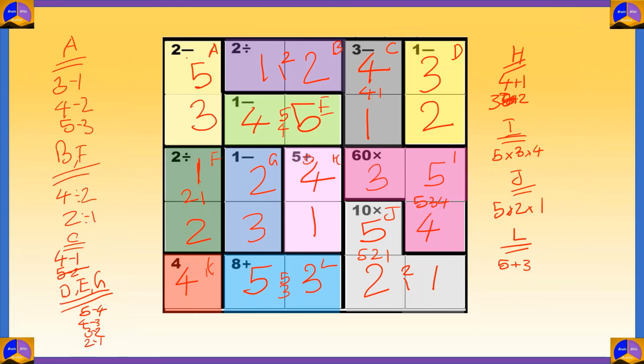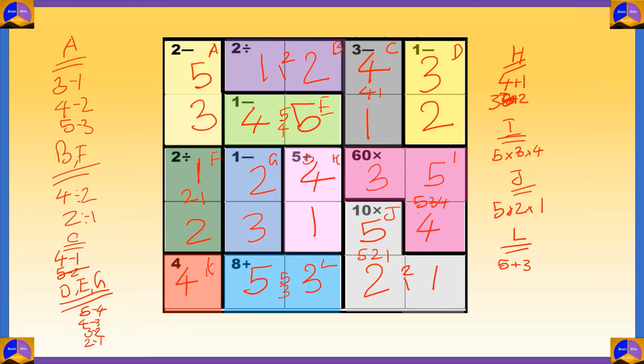5 minus 3 is equal to 2. 2 divided by 1 is equal to 2. 5 minus 4 is equal to 1. 4 minus 1 is equal to 3. 3 minus 2 is equal to 1. 2 divided by 1 is equal to 2. 3 minus 2 is equal to 1. 4 plus 1 is equal to 5.